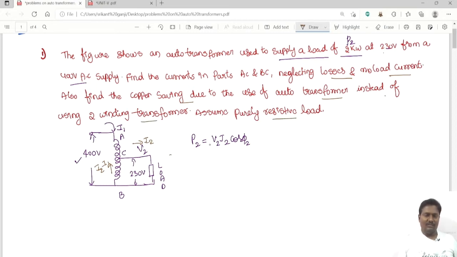Assume purely resistive load. So 2000 is equal to V2, which is 230, times I2. I2 we have to calculate, and the power factor of the load is 1, because it is given as a purely resistive load. So 2000 divided by 230, and the current I2 I get as 8.69 amperes.